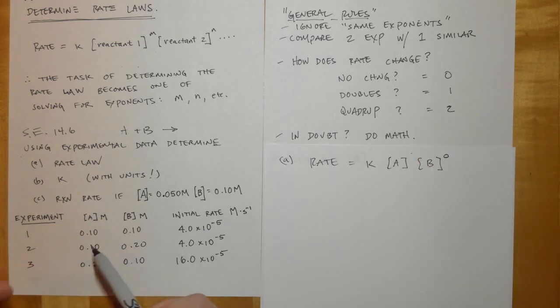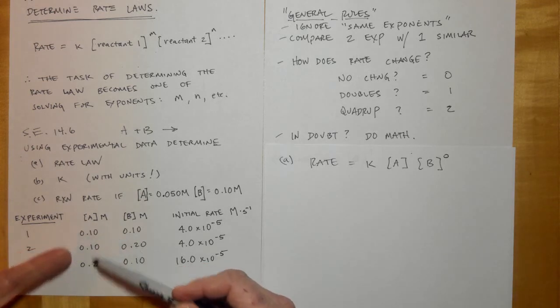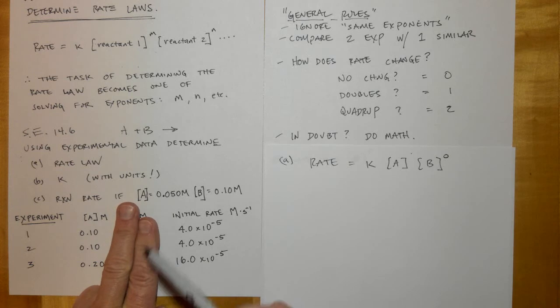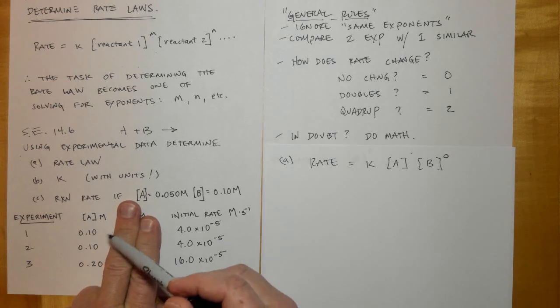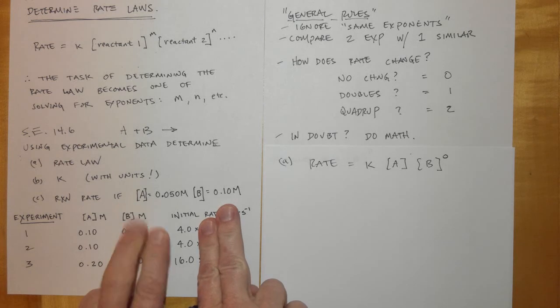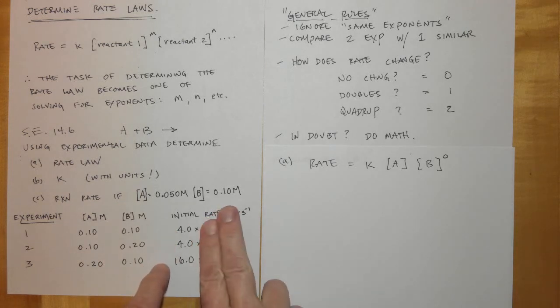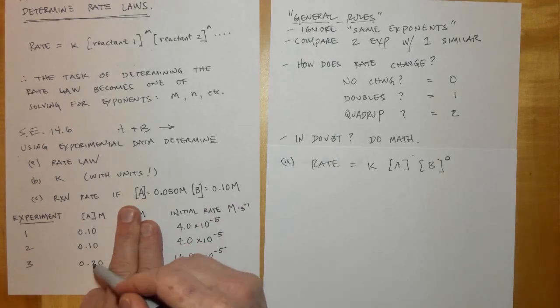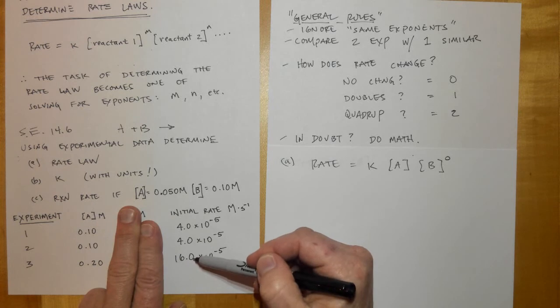Let's do one for A. So A doubles from 1 to 3. B remains the same, so take B out of the equation now. And then if you look, A doubles. What happens to the rate? The rate goes from 4 to 16. See why you ignore those exponents there? You just look at 4 to 16, and now you can see that, oh, we doubled the concentration, we quadrupled the rate.